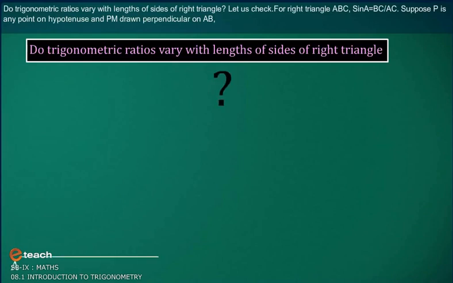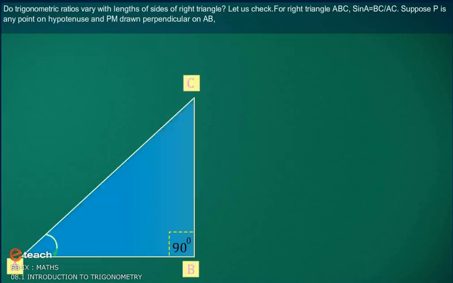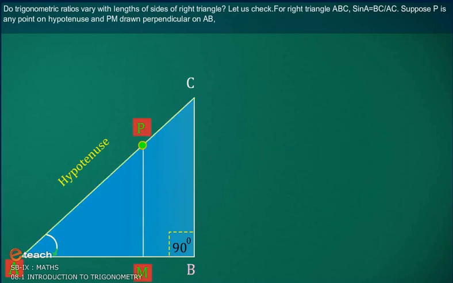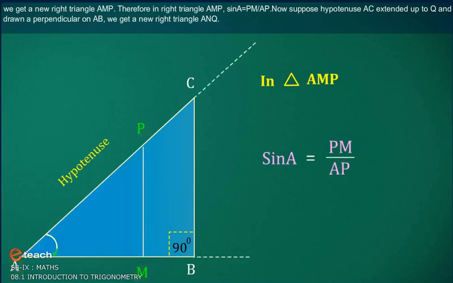Do trigonometric ratios vary with lengths of sides of right triangle? Let us check. For right triangle ABC, sin A is equal to BC upon AC. Suppose P is any point on hypotenuse and PM is drawn perpendicular on AB. We get a new right triangle AMP. Therefore, in right triangle AMP, sin A is equal to PM upon AP.